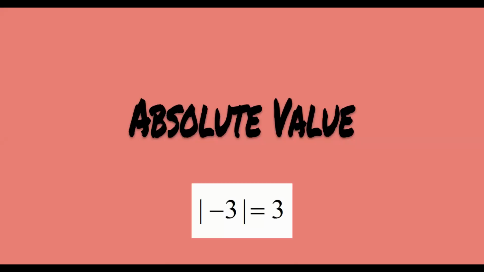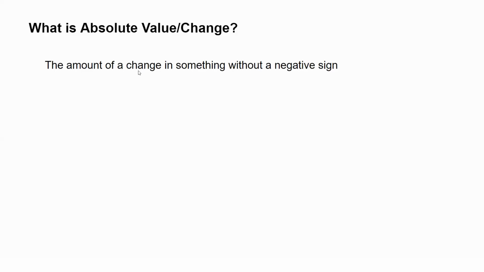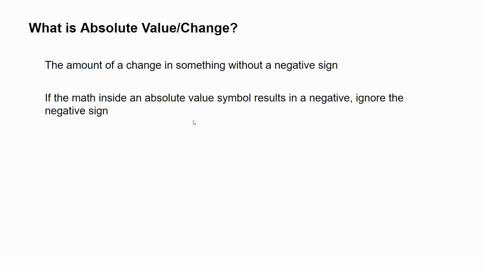In this video, we are going to talk about doing problems that involve the concept of absolute value. Let's review what absolute value, or sometimes it's called absolute change, means. It's the amount of change in something without a negative sign. In other words, we're not really concerned about the direction. We're just concerned about the amount of the change, and we will treat it as a positive number.